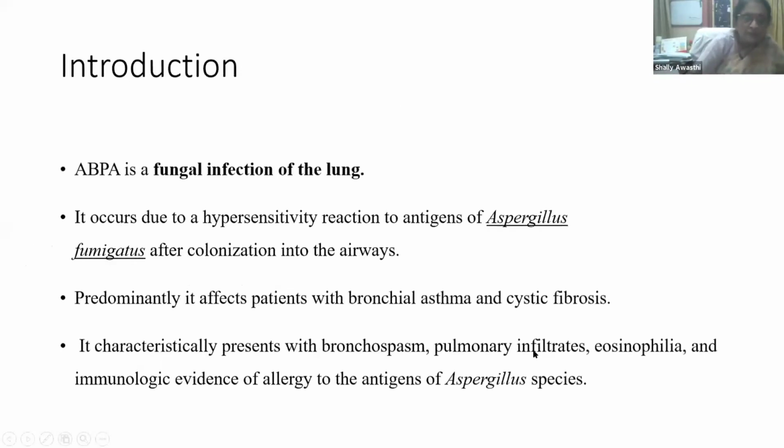Now, from here, we go to the introduction. My lecture chalega pura. So in introduction, ABPA is, as we know, a fungal infection of the lung. It occurs due to hypersensitivity reaction to antigens of Aspergillus fumigatus after it has colonized the airway. It predominantly affects patients with bronchial asthma and cystic fibrosis, the two cases I showed you all, and it characteristically presents with bronchospasm clinically, pulmonary infiltrates on X-ray or CT, eosinophilia on peripheral blood count, and immunological evidence of allergy to antigen of Aspergillus species.